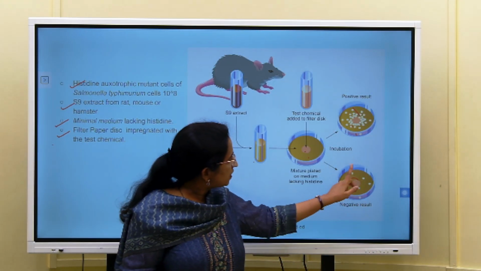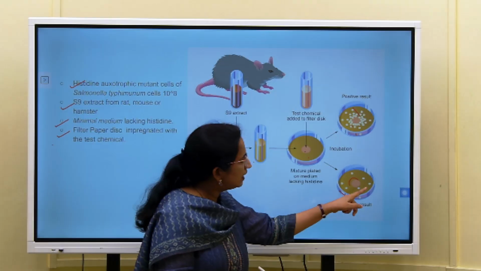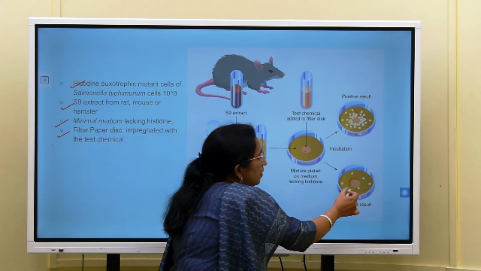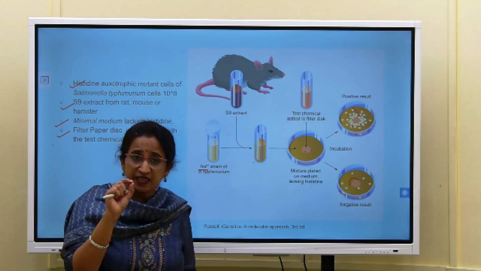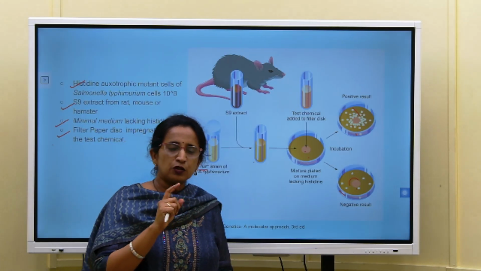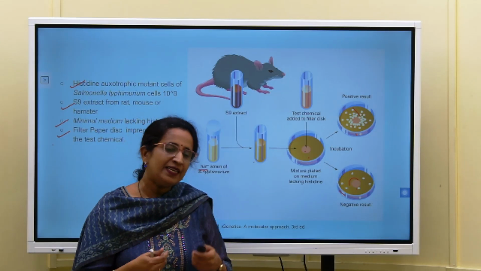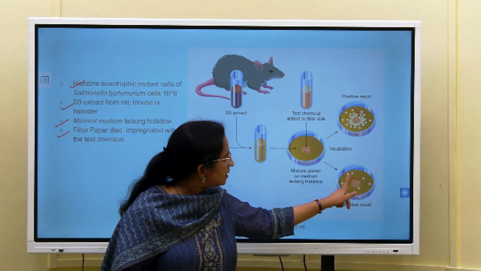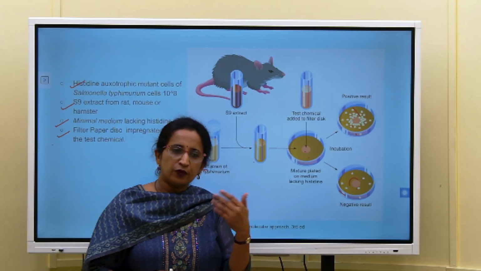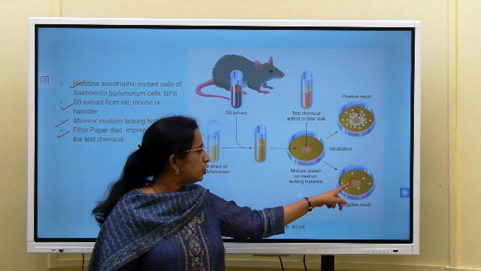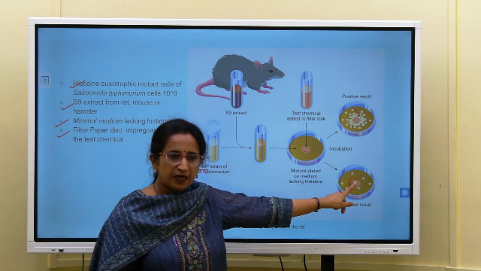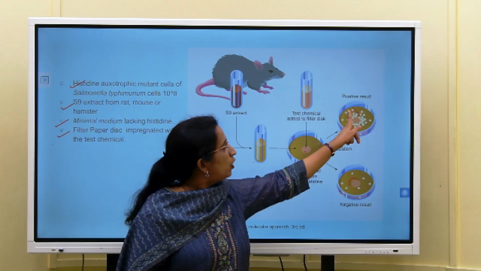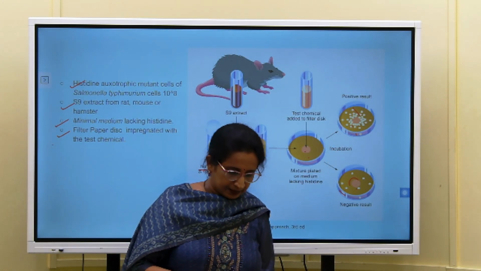Now, you may observe that on this plate there are a few colonies here and there which are not really next to the disc, but on the plate a very small number of histidine plus colonies are there. These are because of natural reversion. Sometimes spontaneously mutant cells can get reverted back. So these colonies are arising because of a spontaneous reversion. That does not indicate that this filter paper is containing the mutagen or the chemical is a mutagen. So we have to look for colonies around the filter paper disc.